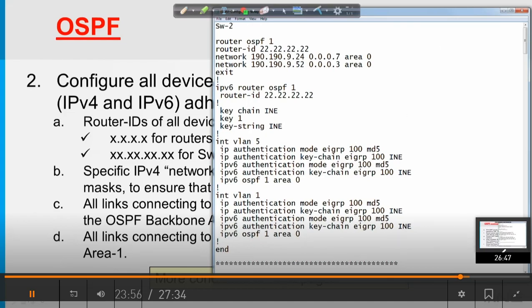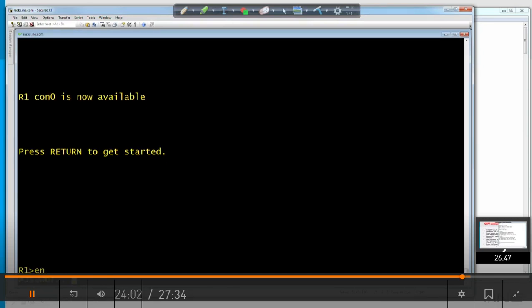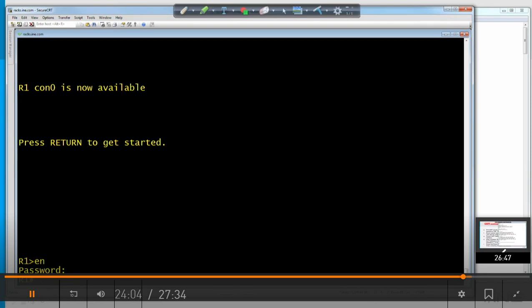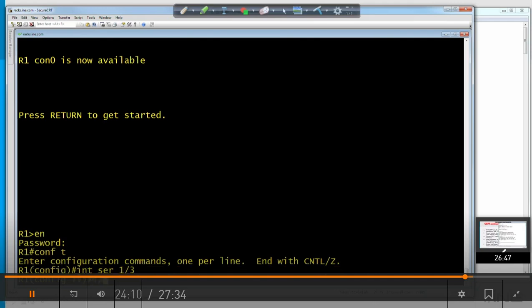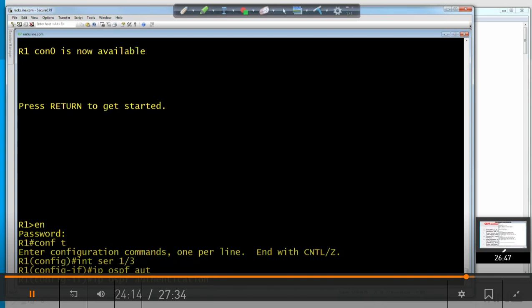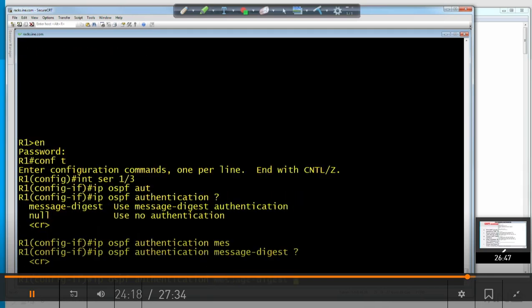Now, like I mentioned earlier, if we go into one of these routers, I'll just pick whichever one I happen to be in at the time. That's router 1. If I choose, for example, my point-to-point interface, serial 1/3, IP OSPF authentication, you can see here some message digest. That's what we're going to want to do.